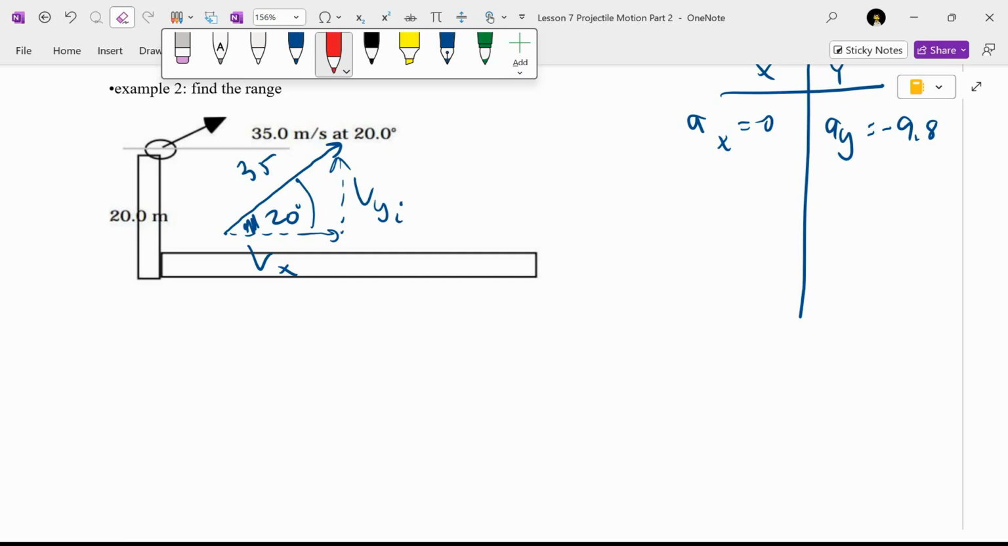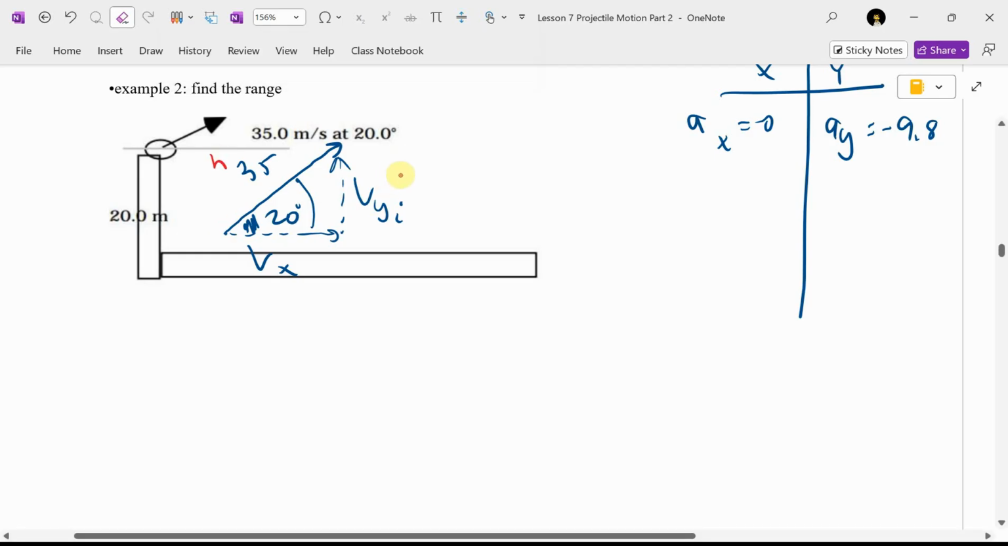Dom, that 35, opposite, adjacent, or hypotenuse? 35, opposite, adjacent, or hypotenuse? What about Vy? What about Vx? Hold on a second here. Dom, which trig function is Vy going to be? O and H. Luke, which trig function? Sine? Yes?